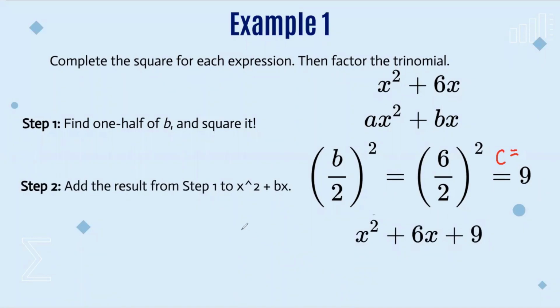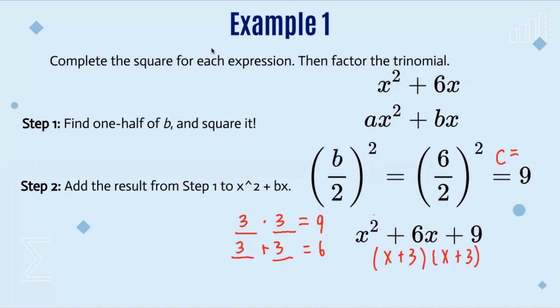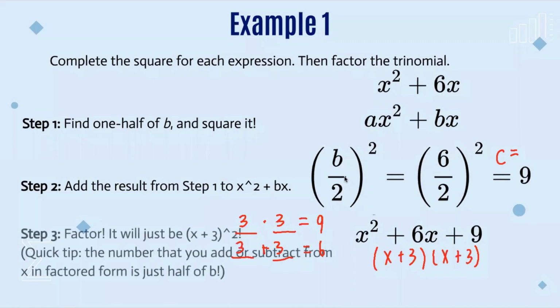and all you have to do now is factor it. So I'm looking for two numbers that will multiply to positive 9, and those same two numbers should also add to positive 6. Factors of 9 would be 3 times 3. Those multiply to 9, and they also happen to add to 6. So this would be x plus 3 times x plus 3. Alternatively, you can just express it as x plus 3 squared.